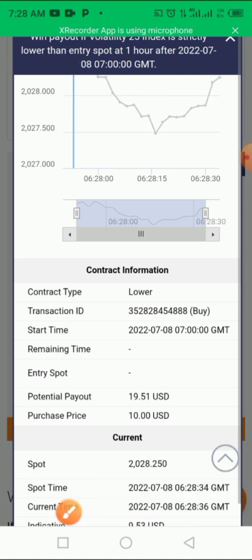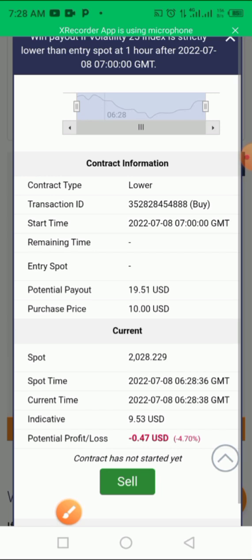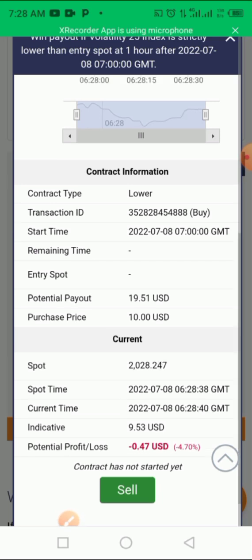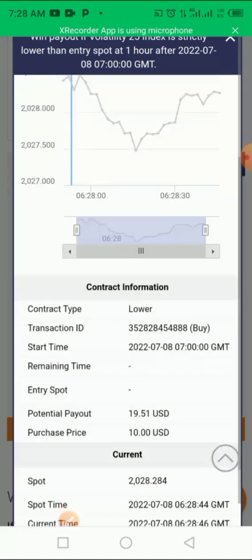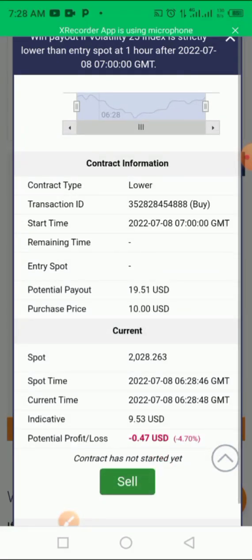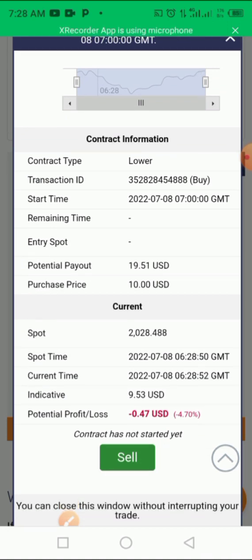Like I'm saying now, this is more like a pending order. It does not start until it's 7 o'clock, which is 8 o'clock Nigeria time. Once that time clocks, it will start running. So I see now the rule is sell, yeah. And it is like this.